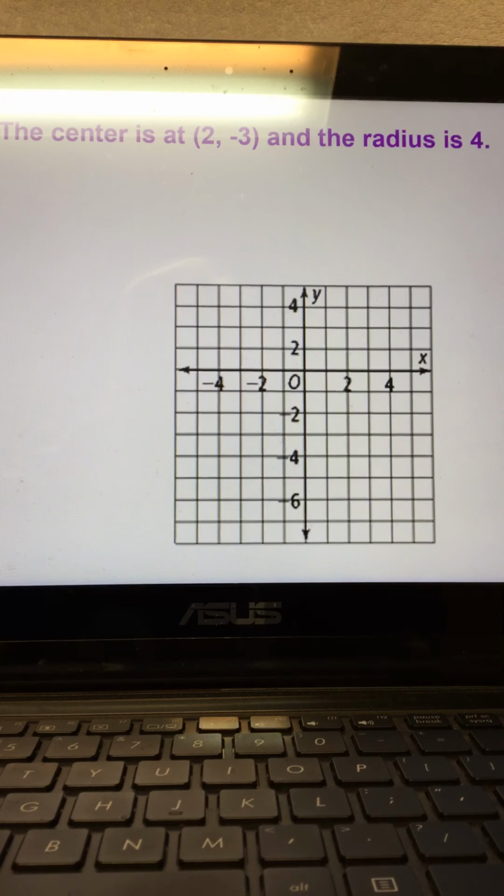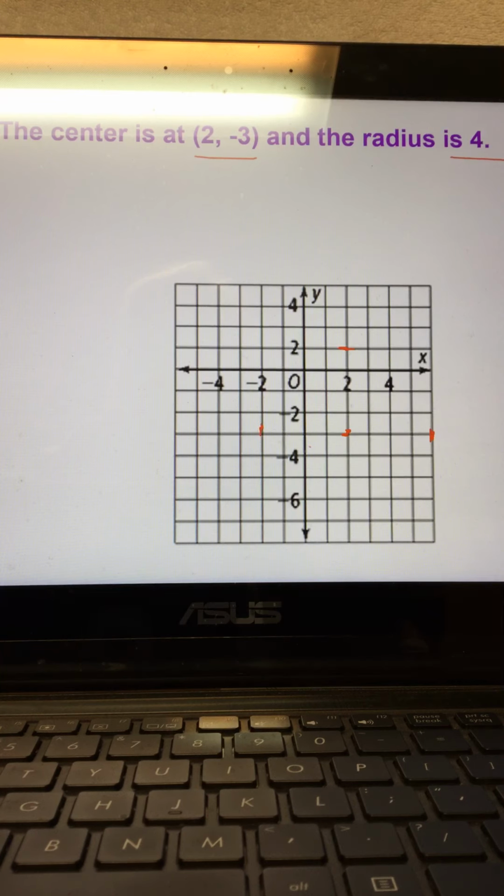So here's our center. It was 2, then 1, 2, 3 for negative 3. You've got to put that center in there. Go back to your center, and your radius is 4. So that means you're going to count out 1, 2, 3, 4. Just put a little dash there. Go back to the center and count 1, 2, 3, 4 again in each direction.